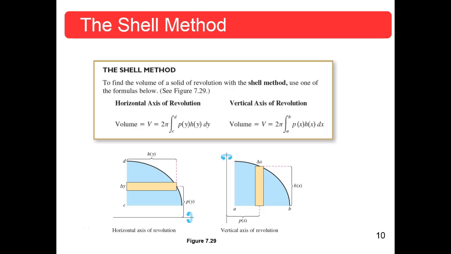To find the volume of a solid of revolution with the shell method, use one of the formulas below. If you have a horizontal axis of rotation, then the volume is 2 pi, that's a constant, it always comes up in front, times ρ(y), which is going to be the radius. You see, this doesn't have to be the x-axis.